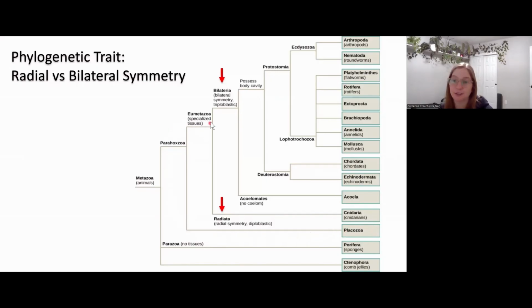Then we get to use our next feature, which is symmetry. If you have bilateral symmetry, you're going to be from this point onward. So everyone from here to the right has bilateral symmetry, except it's not on this branch. So if we follow this branch down, here we have a trait radial symmetry, the radiata. That's going to be our cnidarians, our sea anemones, our jellyfish. So we've covered this trait here now.